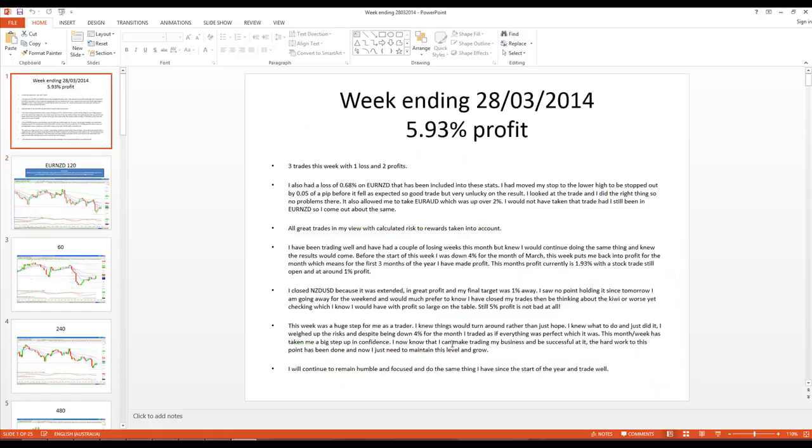And then I'll write it down here, what the positives were, what the negatives were, and then I finish it like this, like for example, this one. I'll continue to remain humble and focused and do the same thing I have since the start of the year and trade well. So it's about working towards a goal, and that goal is to be the best trader I possibly can be. It's been a good week. I can't get ahead of myself here. I've got to remain humble.